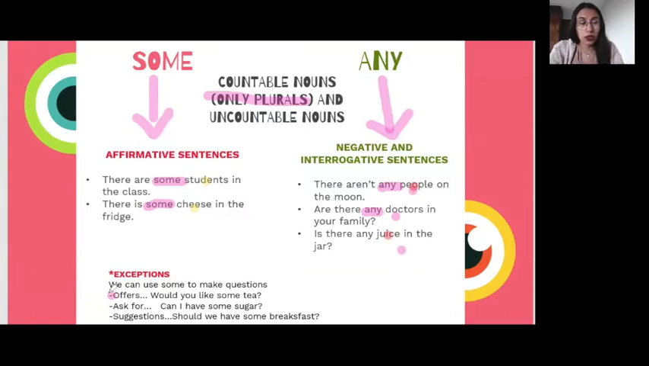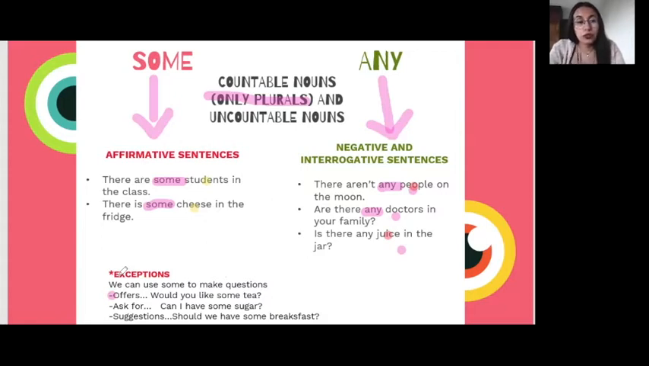Cuando pedimos algo o pedimos un favor o solicitamos algo, we can use some. Can I have some sugar? Estamos pidiendo algo más de azúcar, un poco más de azúcar. So that's very, very polite way to ask for something.